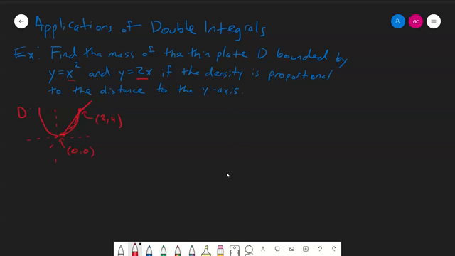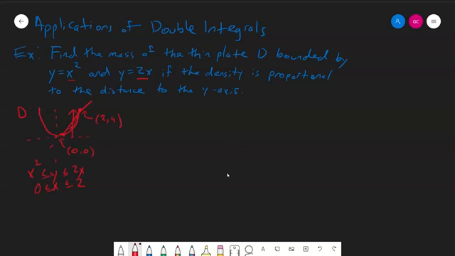So if this is my region D, it looks like it's a good candidate for vertical slicing. y goes from x squared up to 2x. And then where do I need those slices? I have to start at x equals 0 and go all the way over to x equals 2. So that gives me the bounds for my region.